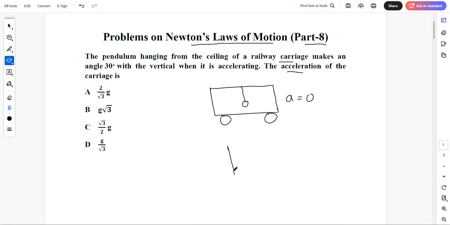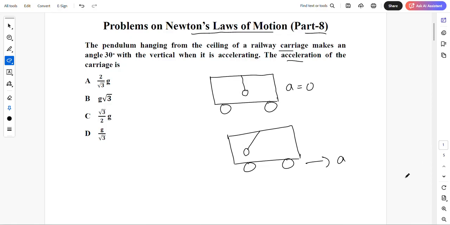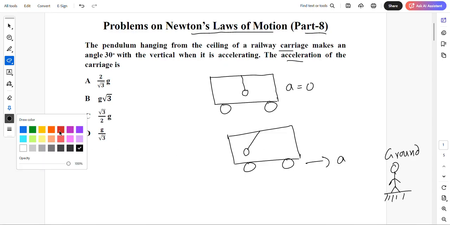Okay, now if it starts accelerating in this direction, the pendulum will come like this to the left side. Now if I stand here on the ground and observe, this railway carriage is going like this with acceleration A.